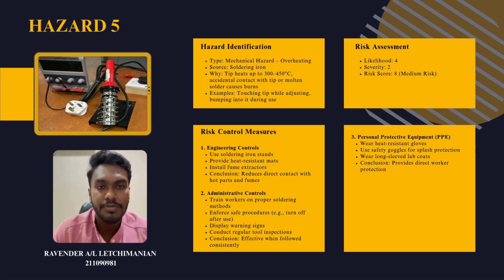We propose 3 types of measures to control this risk. Engineering controls include using a proper soldering stand, heat resistant mat and fume extraction system to prevent direct contact. Administrative controls involve safety training and enforcing procedures like switching off the iron after use, displaying warning signs and conducting tool inspection. Finally, PPE such as heat resistant gloves, goggles and lab coats provide additional personal protection. In conclusion, a combination of all these controls is essential to effectively minimize the risk and ensure a safe soldering environment.